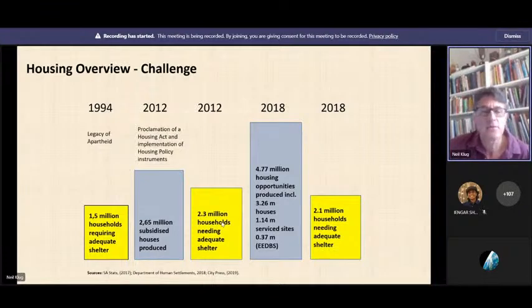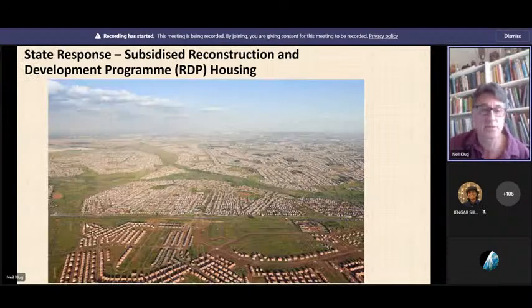And these backlogs are determined by waiting lists. People put their names on waiting lists for adequate housing, which in itself can be quite a problematic process. So here's an image of the RDP housing that they've rolled out. This is near Johannesburg, on the edges of Johannesburg. Most of it is on the edges of the city because the land is cheap, and they only allocated a small budget to the cost of land.